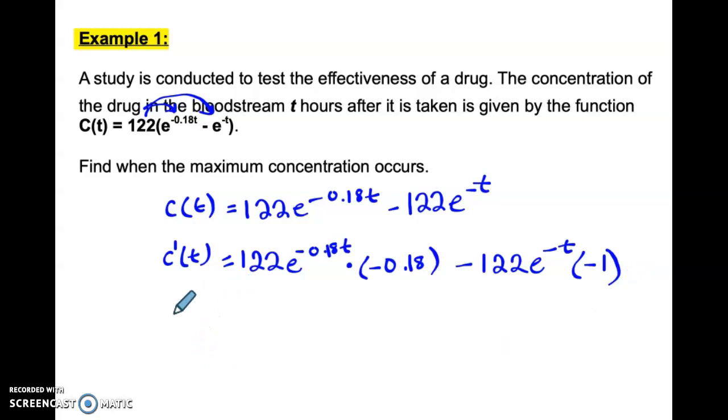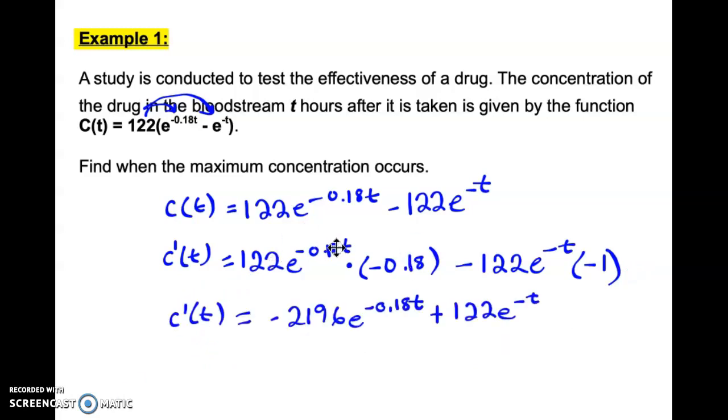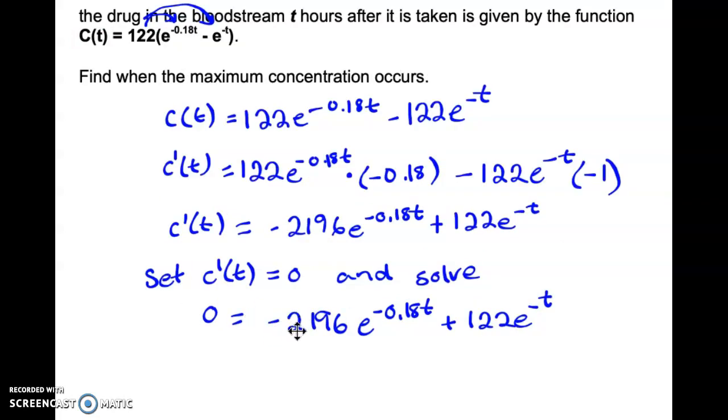And we can simplify this a little bit. By multiplying those two coefficients together and the second two coefficients together, we get that c prime of t is equal to -2196 e to the power of -0.18t plus 122 times e to the power of -t. Now that we've taken the derivative, we are going to set that derivative equal to 0 and solve for where there's a maximum concentration. Now that it's set equal to 0, I'm going to move one of the terms over to the other side.